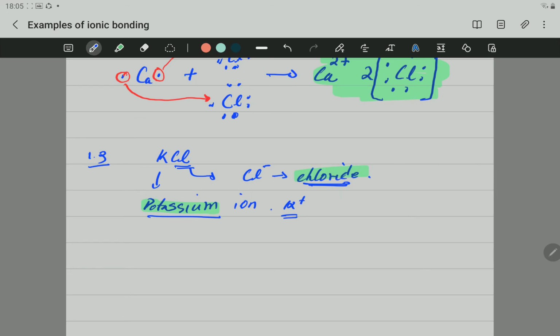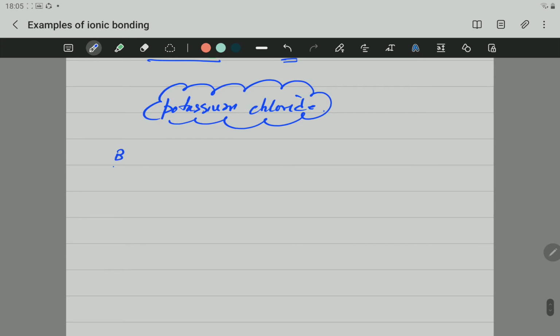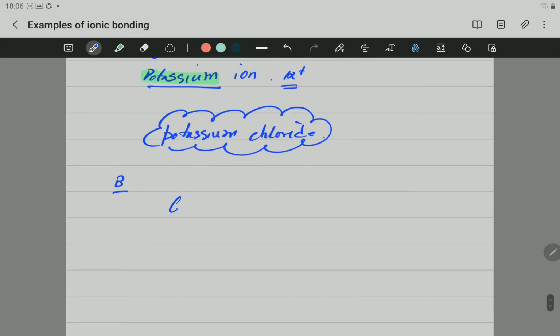So the final answer for this first compound is potassium chloride. That is the final answer for the first compound A. Okay, working with compound A. For compound B, it's similar. For compound B, we now have Ca and Cl2, and then you have to look for the table of ions. The first one is calcium. And the second one is chloride.